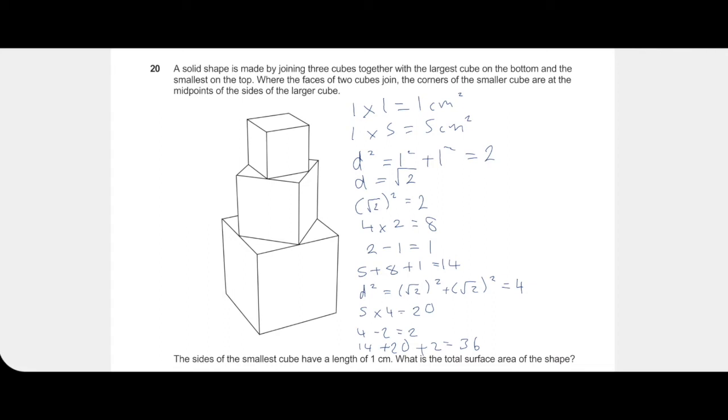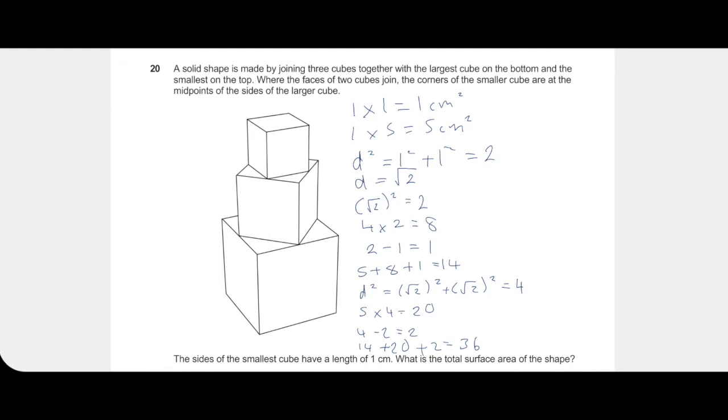So now d squared is equal to root 2 squared plus root 2 squared, which is equal to 2 plus 2, which is equal to 4. Therefore, d is equal to 2. A full side of the cube therefore has an area of 2 times 2, which is equal to 4. There are 5 exposed faces, so we do 5 times 4, which is equal to 20 centimeters squared.